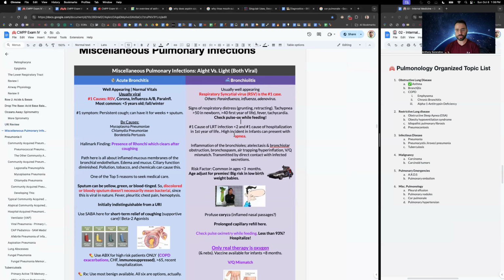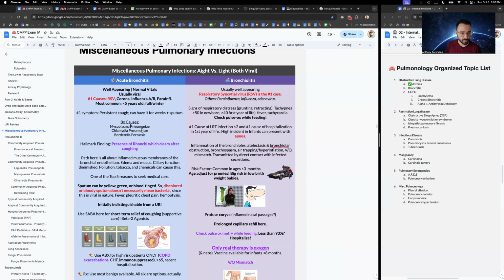And I put this versus bronchiolitis. So acute bronchitis, normally well appearing, normal vitals, usually viral, right? This is usually going to be a complication from a cold, RSV, coronavirus, flu, parainfluenza. Doesn't really matter the cause. If you have a patient presenting with this, don't give them antibiotics because it's probably viral. You're going to have a persistent cough, and usually it clears. You're going to have rhonchi, which clears after coughing. That's kind of like the hallmark finding here.